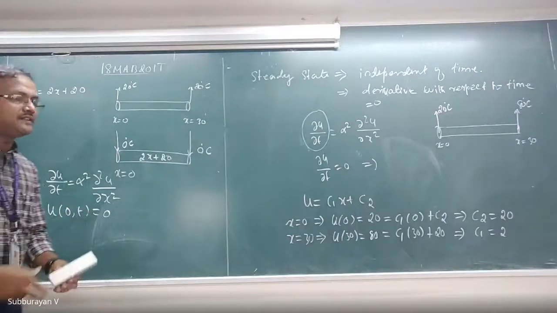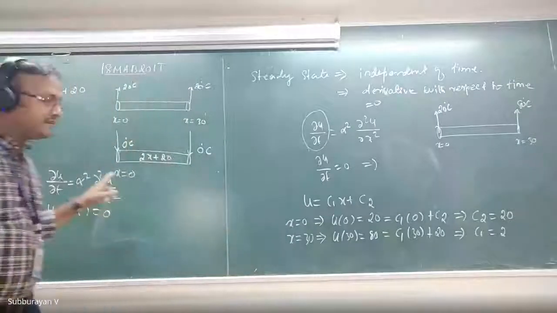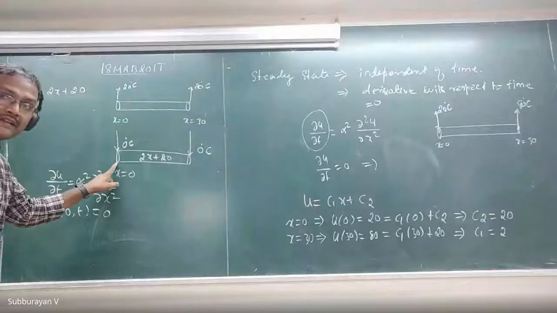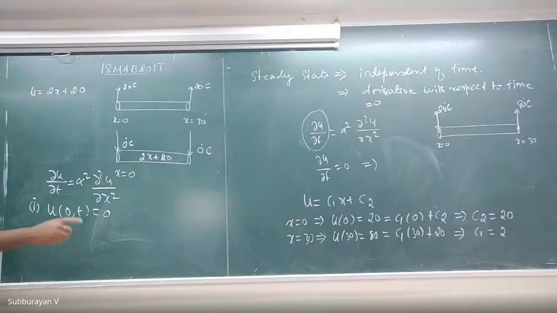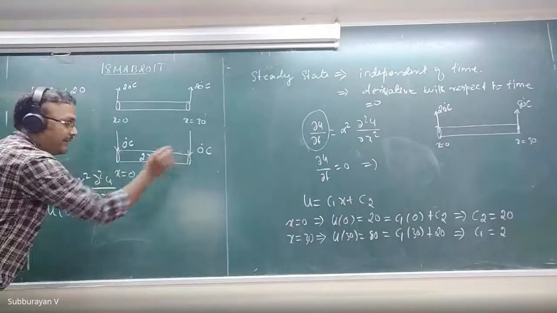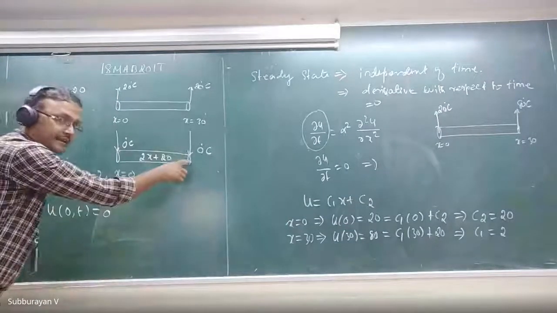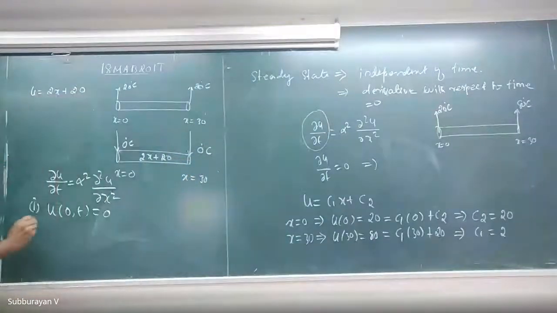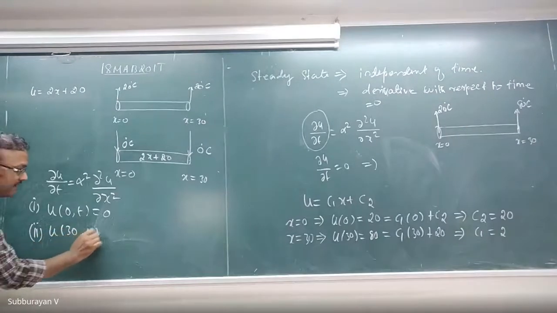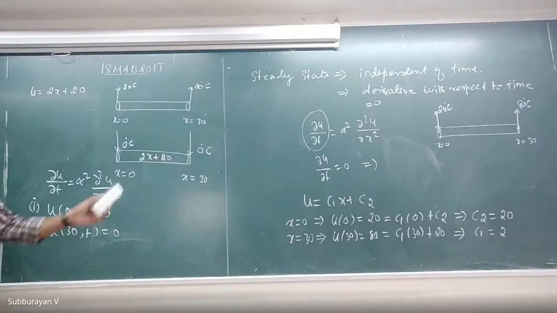Okay, so this is the first condition. Why? Because we are maintaining 0 degrees Celsius at x equal to 0. And here also we are maintaining 0 degrees Celsius at x equal to 30. Therefore, the second condition says that u of 30 comma t is also 0.